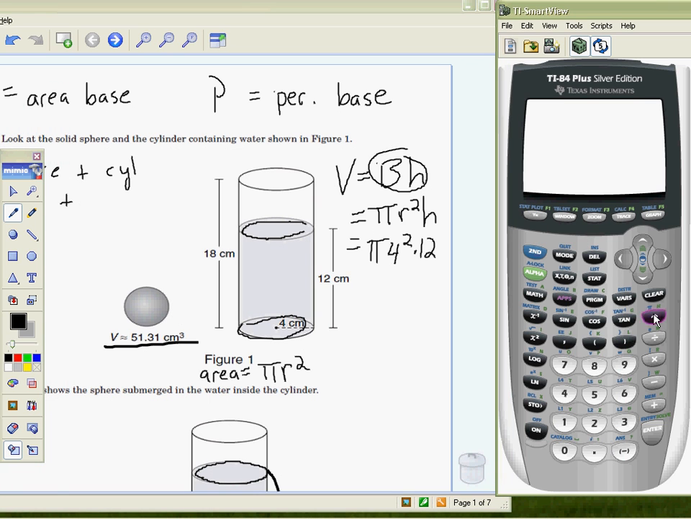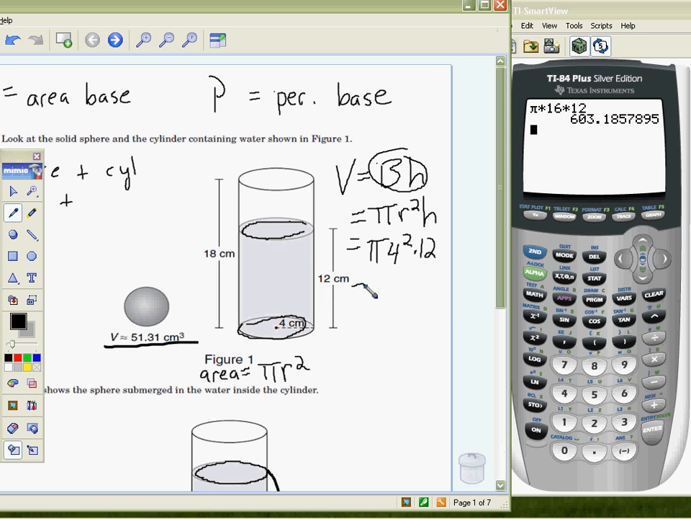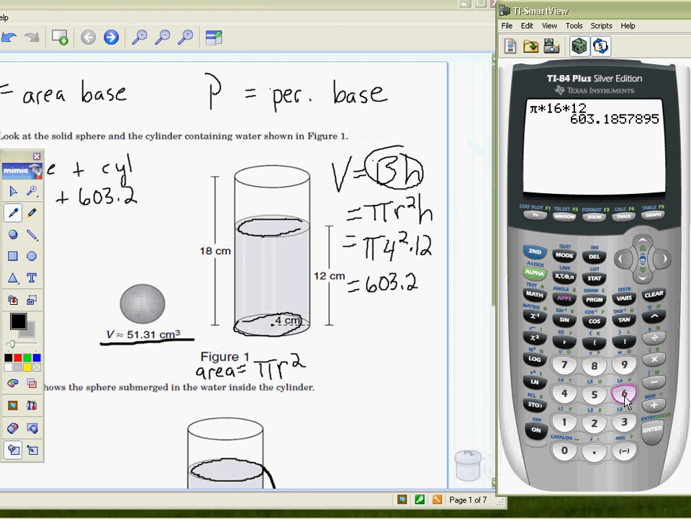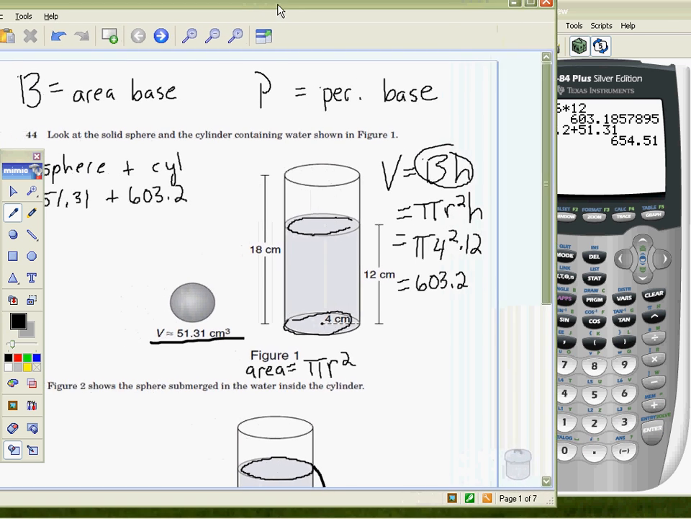Pi times 4 squared, which is 16, times my height, which is 12, gives me 603.2 is what I'll call it. So I want to add this 603.2 to the 51.31. And I get 654.5.